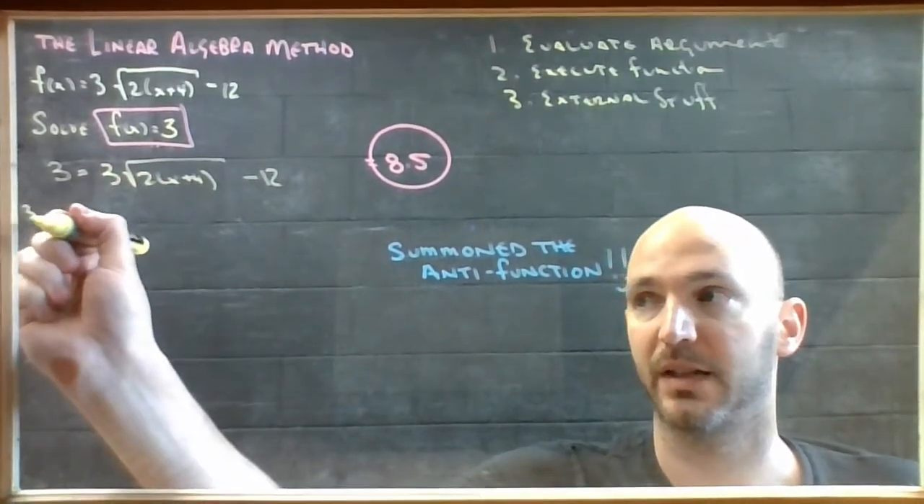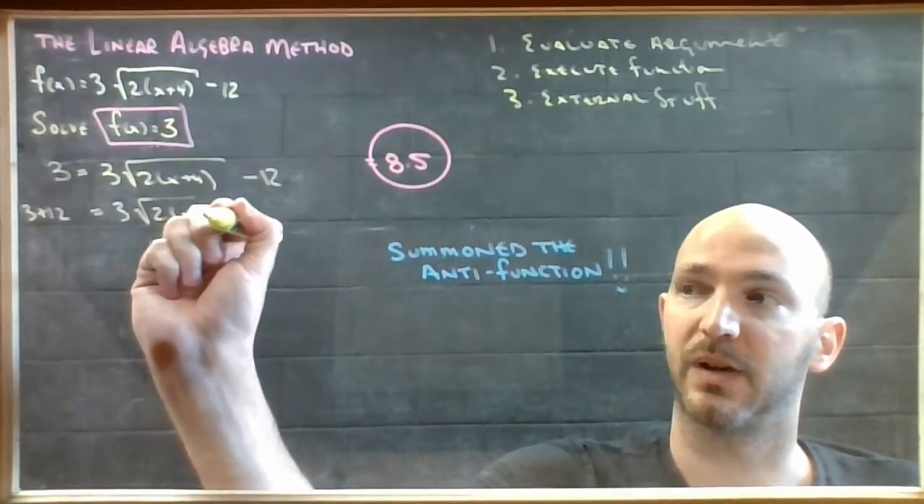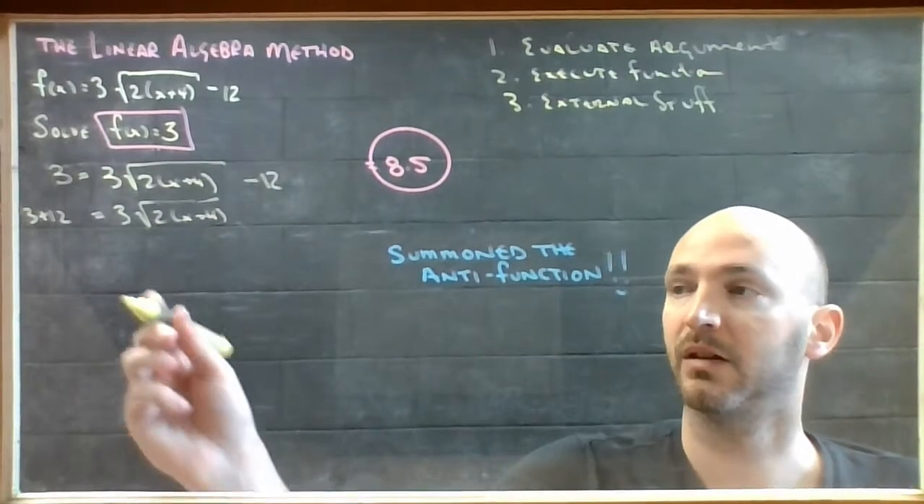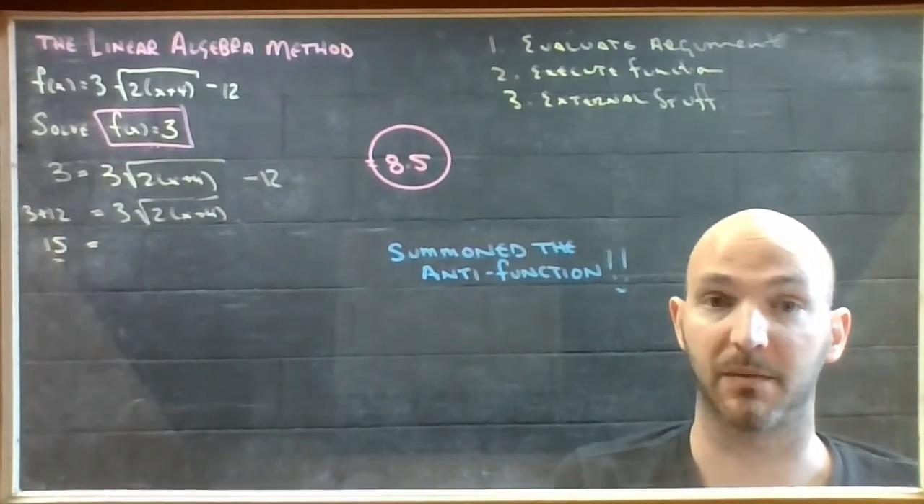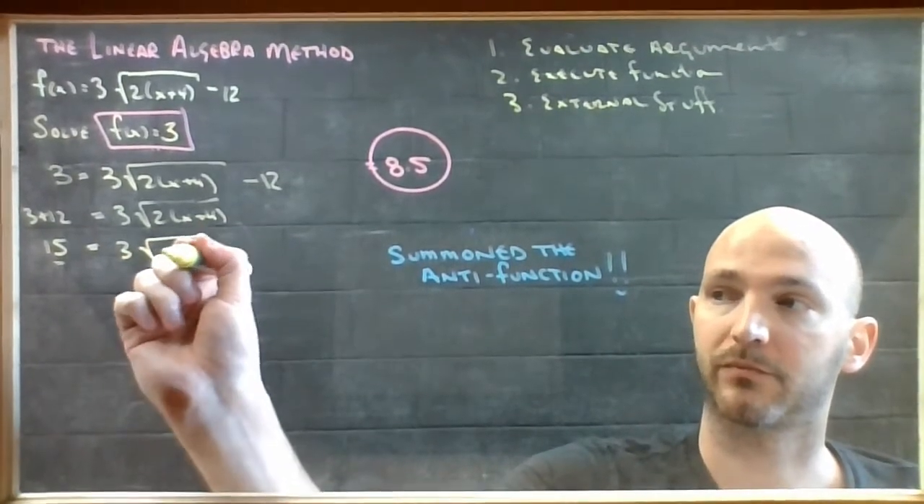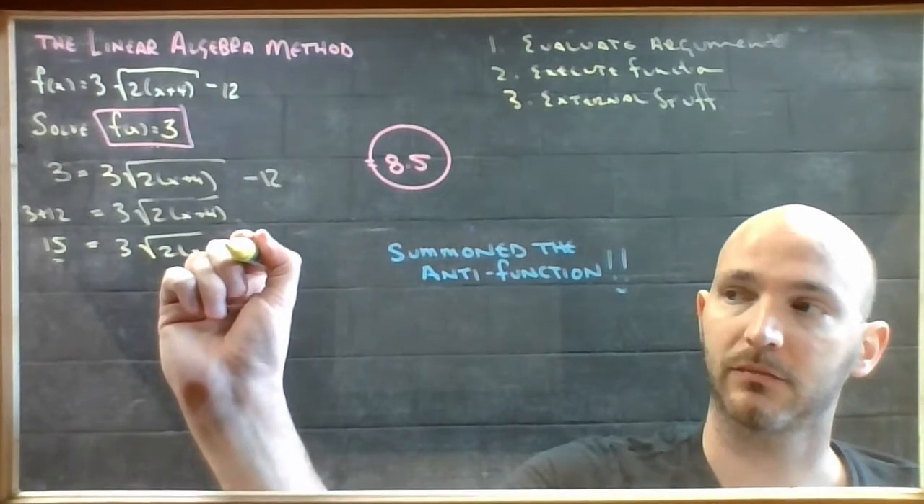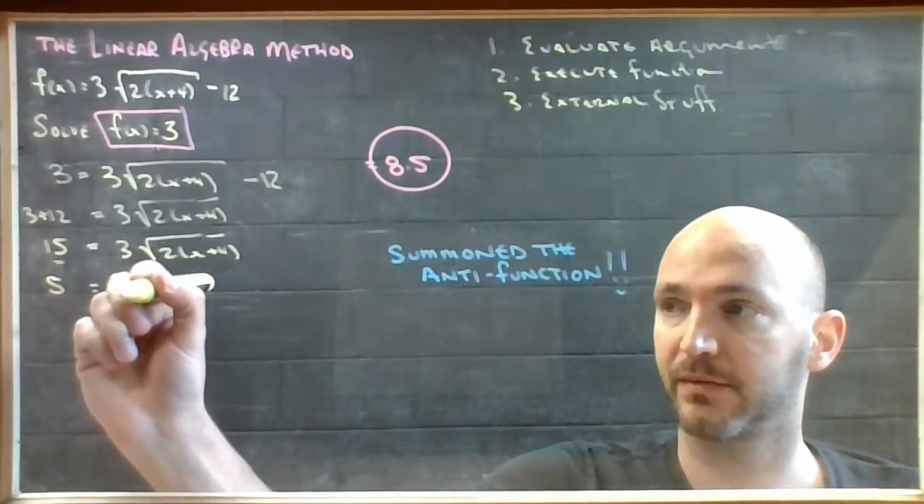So 3 plus 12 equals 3 times the square root of 2x plus 4. 3 and 12 is 15. That's a familiar number. That crept up in the way I had it done before. Okay, divide both sides by 3, gives you 5.